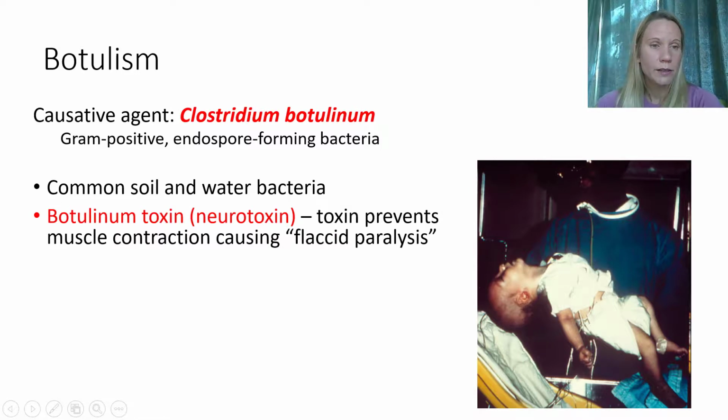So this produces a very potent exotoxin. Remember, there's variable kinds of exotoxins that can be secreted by either gram-positive or gram-negative bacteria. They always have some sort of target organ that they infect. So botulinum toxin is a type of neurotoxin, and it prevents muscle contraction, so it causes flaccid paralysis.